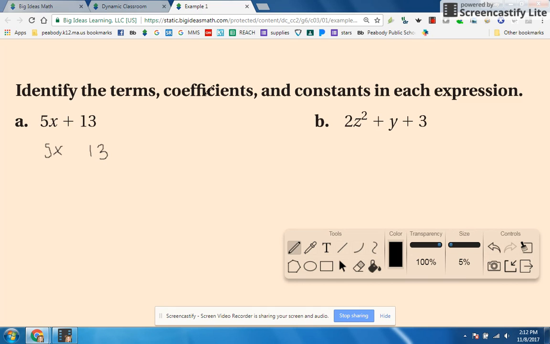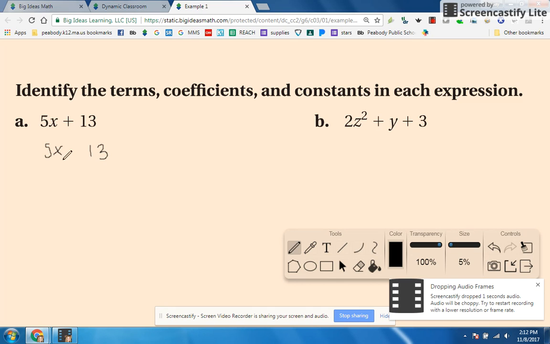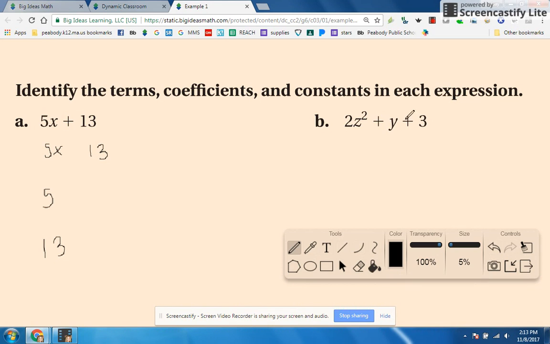Coefficients, the number that's attached to the variable. So this is the variable, the number attached to it is 5. So there's your coefficient. Constants, the number that is all by itself. So that would be 13. Okay, so you're going to pause and you're going to try B by yourself. So you're going to name all the terms, which is every part except for pluses and minuses, and the coefficients, which is the number attached to the variable. Sometimes we have a variable that doesn't have something in front of it. So you have to pretend there's a 1 in front of it.